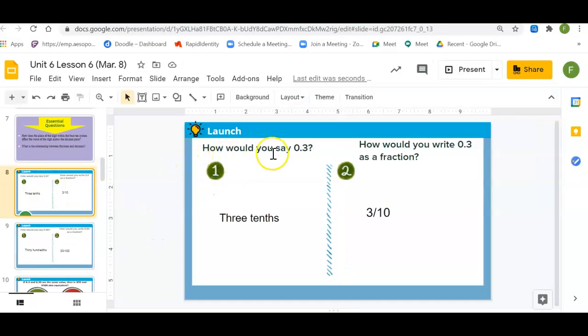Okay, so you've had an opportunity to write these in your notebook. The first one here on our first launch slide, how would you say 0.3?